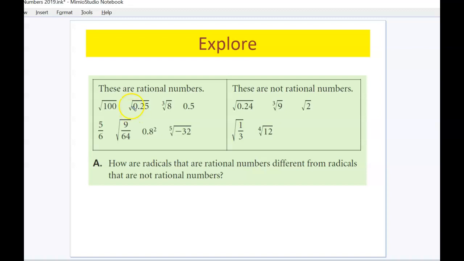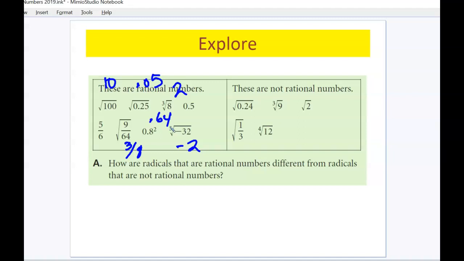Well, if you go to your calculator and try to evaluate all of these radicals, you realize that the square root of 100 is 10, the square root of 0.25 is 0.5, the cube root of 8 is 2, the square root of 9 over 64 would be 3 over 8, and the fifth root of negative 32 would be equal to negative 2. If you were to square 0.8, that would be 0.64, okay? And these are all rational numbers.